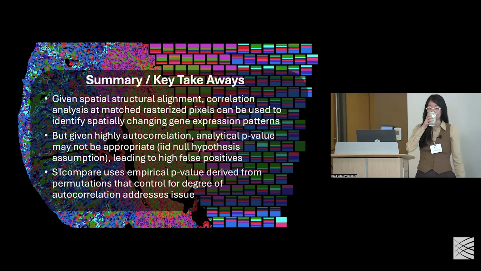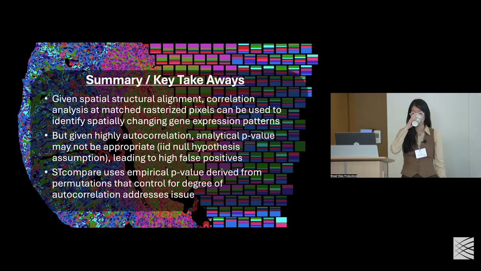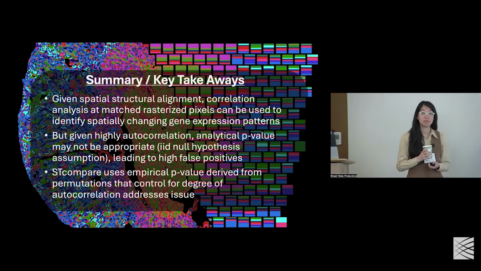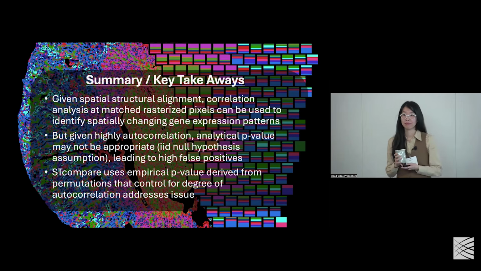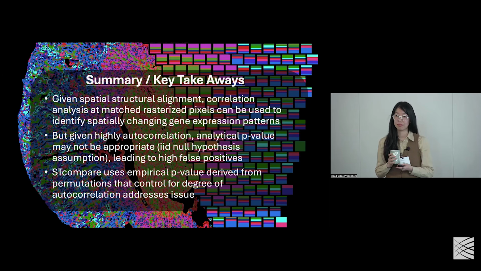I have two questions. First is, for the genes that have a very high correlation coefficient or very low correlation coefficient, usually what's the fraction of those that also have a very low empirical p-value? Yeah, it's a great question.